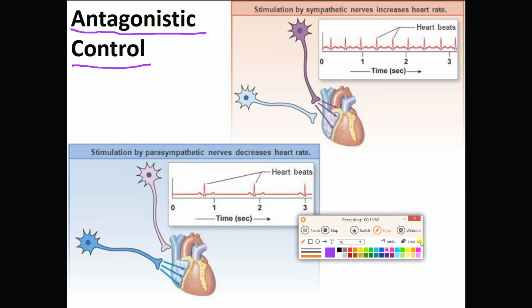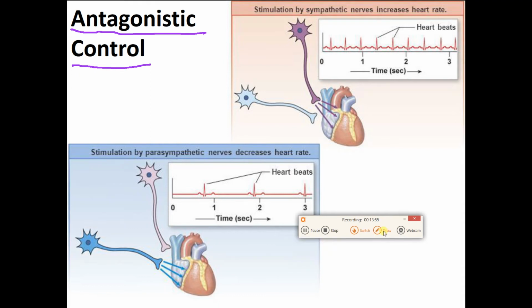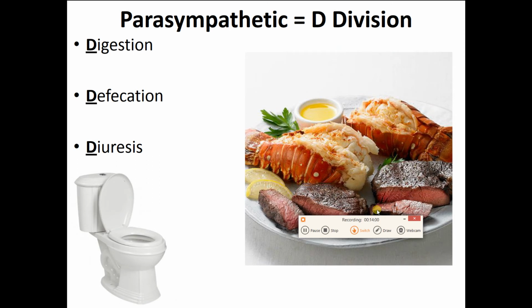Now that we've got that concept down, let's keep on moving. Got some more things to learn. Earlier we said the parasympathetic was called the rest and digest division. And as you might have guessed, it's going to stimulate a lot of digestive activities. But that's not the only thing the parasympathetic division stimulates. Not only does it stimulate digestion, but also another pair of D words: defecation, pooping, right? And diuresis, peeing. So we have 3 D things here. So sometimes the parasympathetic branch is called the D division.